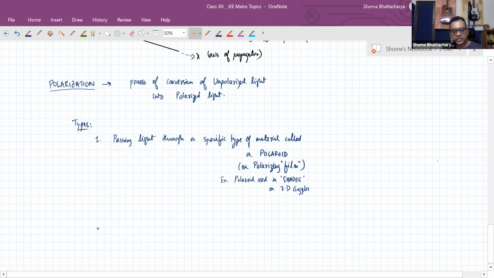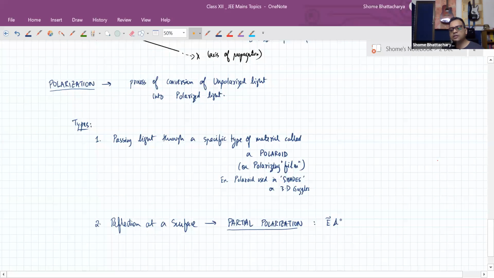Okay. Second, polarization can happen because of reflection at a surface, but this creates partial polarization. So I'll explain what partial polarization also means. So this basically means that the electric and magnetic field are still varying in direction, but with a dominant axis.